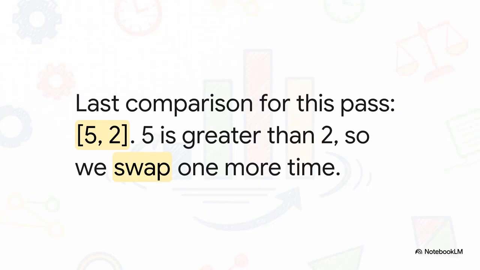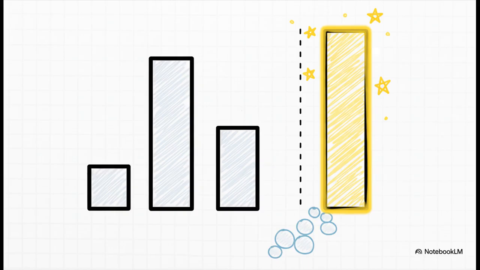We're almost done with our first full pass. We're at the last pair now, 5 and 2. And no surprise here, 5 is definitely greater than 2. So our algorithm does one final swap for this round. And just like that, our first pass is done.